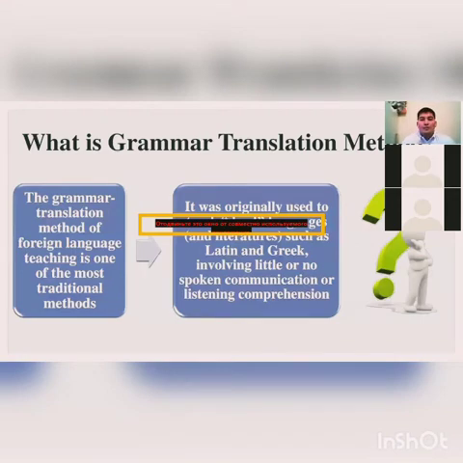So what is grammar translation? It is one of the most traditional methods. It was originally used to teach dead languages such as Latin and Greek, which involved little or no spoken or listening communication. There was only translation, reading literature, learning the grammar of that language, or learning vocabulary.